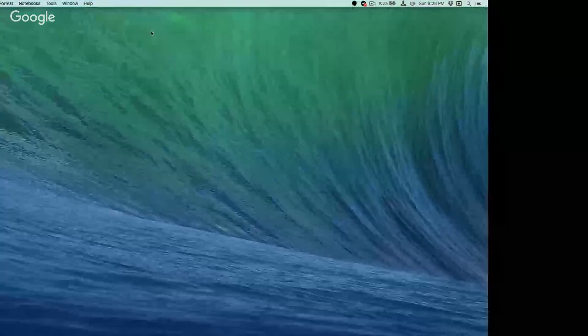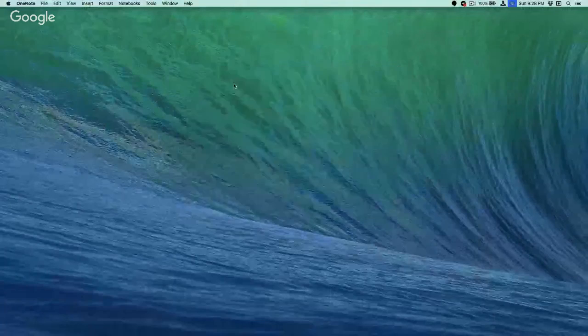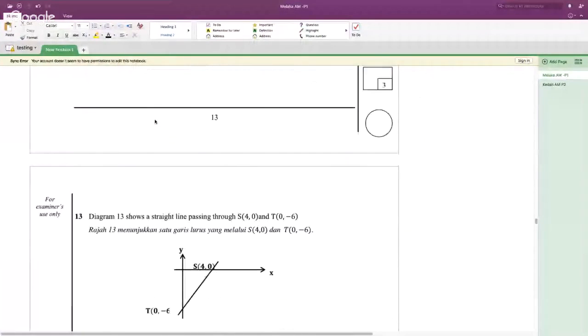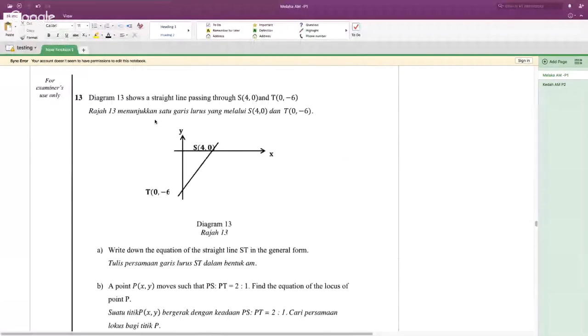The screen is hanging again, so I will need to close it and open it again. So I will continue to question 13 here.